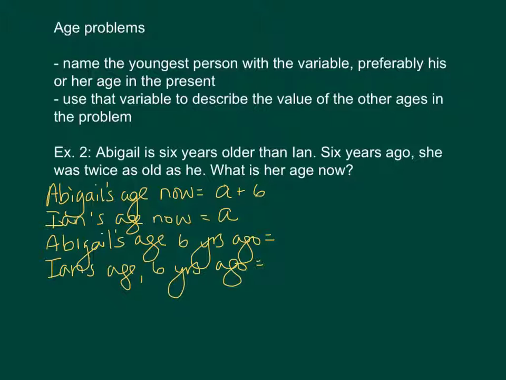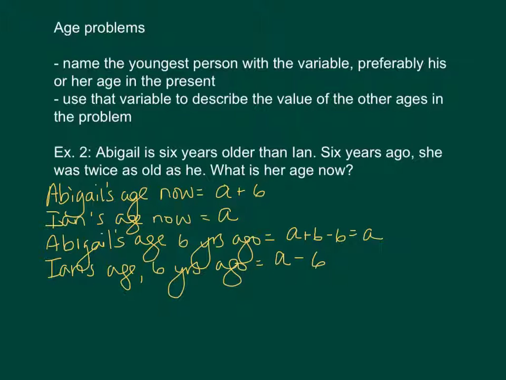Abigail's age 6 years ago, well, take her age now and subtract 6 from it. So 6 years ago, Abigail was the same age as Ian is now. And for Ian's age 6 years ago, take his current age and subtract 6. All right? It clearly states in the problem, 6 years ago, she was twice as old as he.